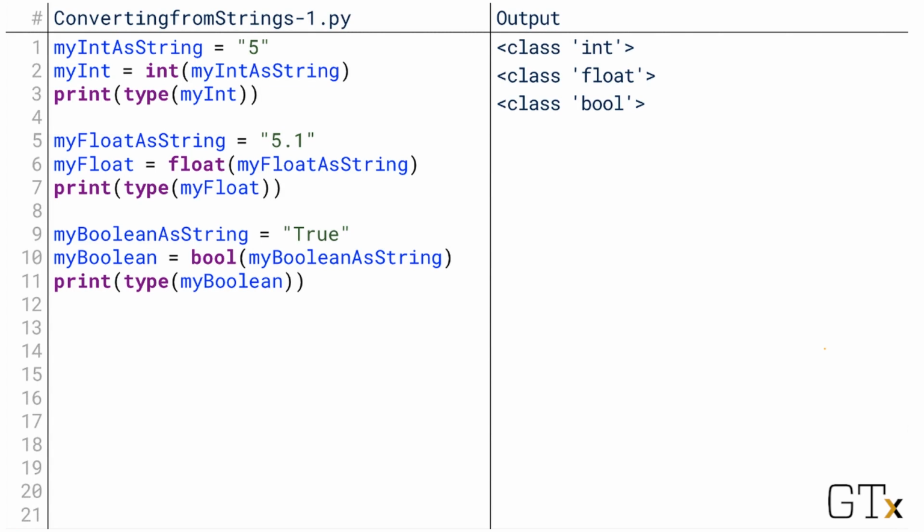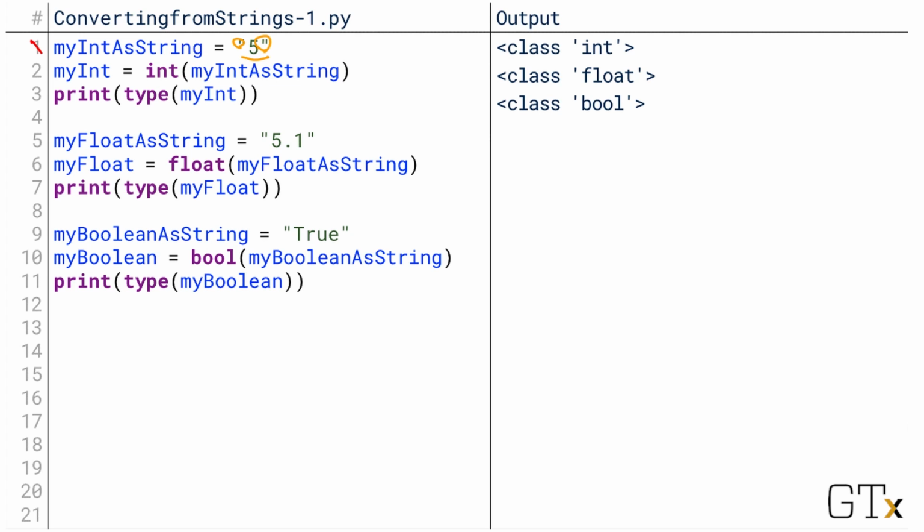Practically speaking, converting from strings to other values is really just the same as converting from other values to strings. Just as there was a string conversion function that would take as input some value and return the string representation of that value, so also there are functions that do the same thing for integers, floating point numbers or decimals, and booleans.